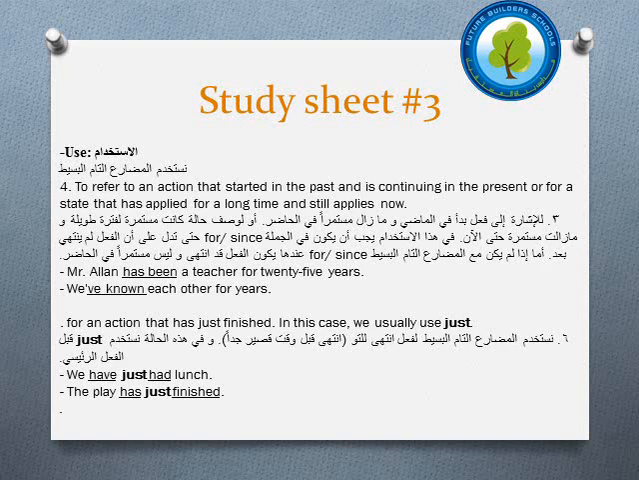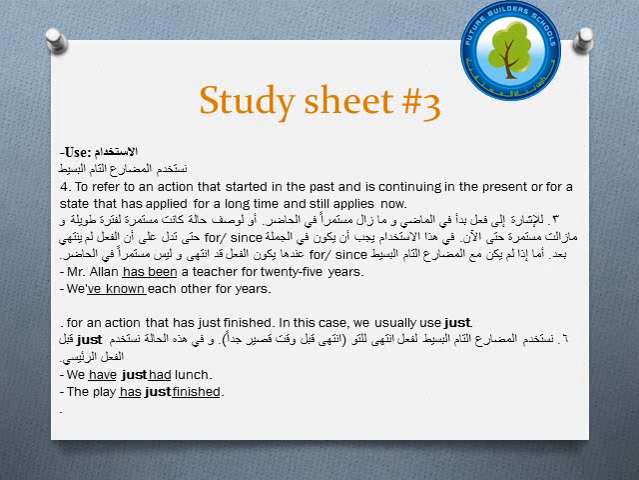So, the action started in the past, but it continued to the present. بدأ في الماضي واستمر إلى الوقت الحاضر. And here we use in the sentence to express this use. We use for or since. نستخدم time marks أو time expressions الدلائل الزمنية for أو since.